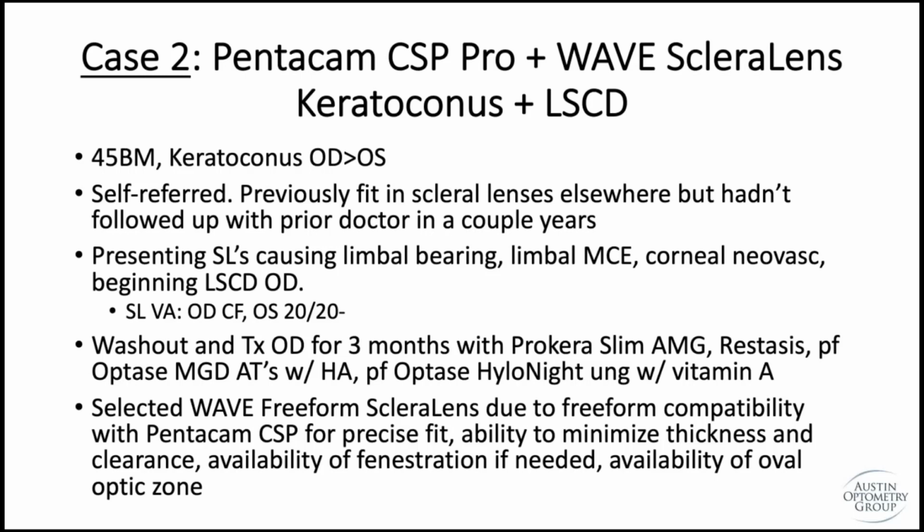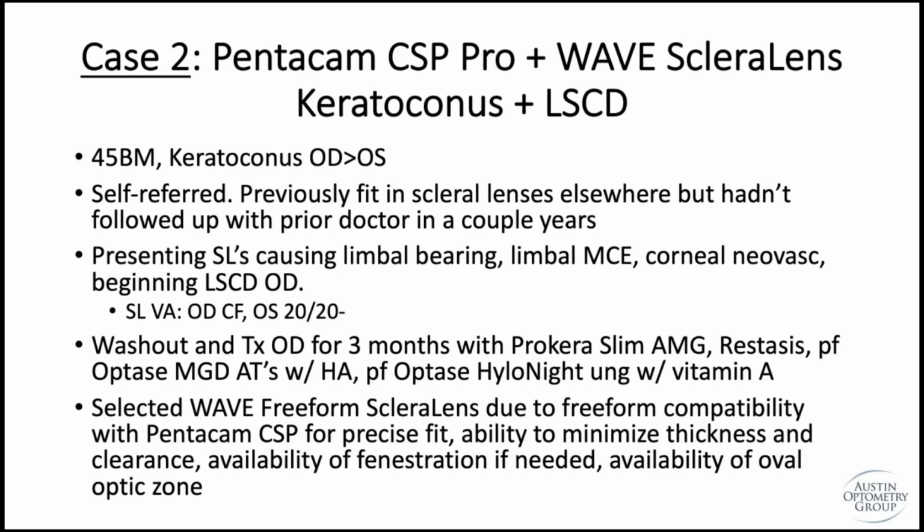So typically, to go from one ScleraLens to the next, if everything's good and healthy, we'll just have them discontinue the lenses for anywhere from 3 to 5 days, depending on what that lens looked like. But this eye was not healthy. So what we did is we actually just said, hey, we got to get this eye healthy first, however long that takes. So I washed him out and treated him over about 3 months. Amniotic membrane, Restasis eye drops, Optase ointment, vitamin A. And then we just monitored several times until that eye really looked like it had bounced back.